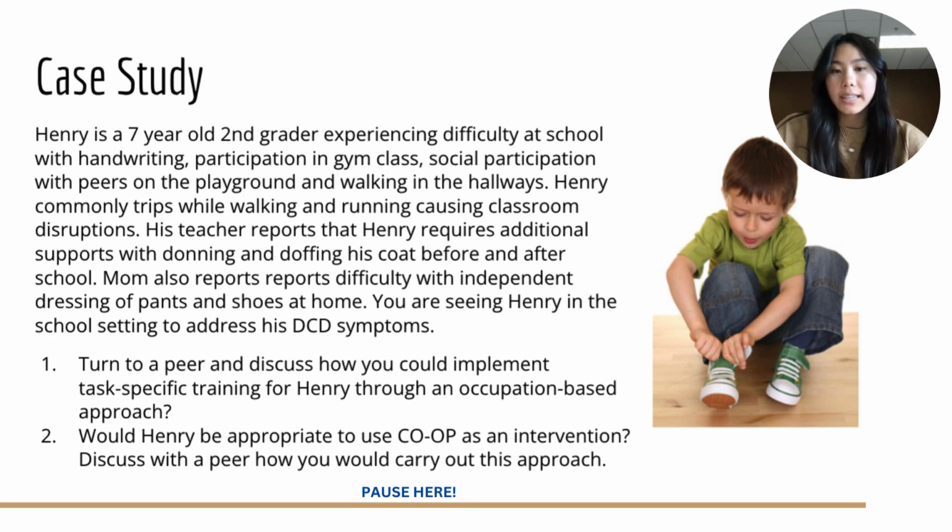All right, so for our case study, Henry is a 7-year-old second grader experiencing difficulty at school with handwriting, participation in gym class, social participation with peers on the playground, and walking in the hallways. Henry commonly trips while walking and running, causing classroom disruptions. His teacher reports that Henry requires additional supports while donning and doffing his coat before and after school. Mom also reports difficulty with independent dressing of pants and shoes at home. So you're seeing Henry in the school setting to address his DCD problems.